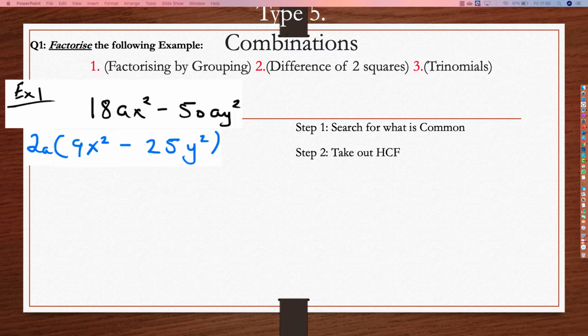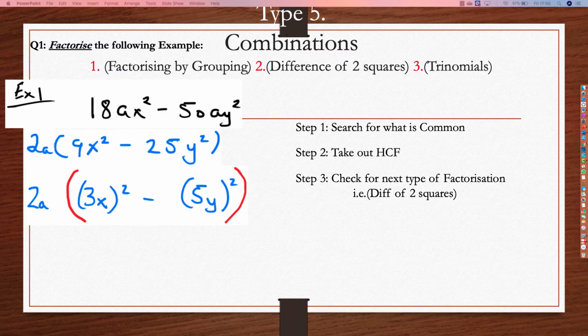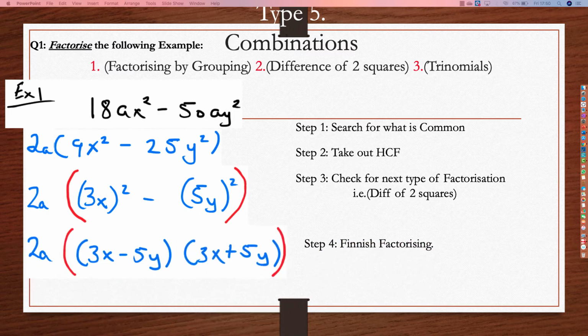Difference of 2 squares. This becomes (3x) squared, and this becomes (5y) squared. No need for you to take this down, this is an example, as I said, it's going up in the app. 2a by 3x minus 5y by 3x plus 5y. That's why it's known as a combination. There's your highest common factor first, your first method of factorizing. Then it's your difference of 2 squares, your second method of factorizing.